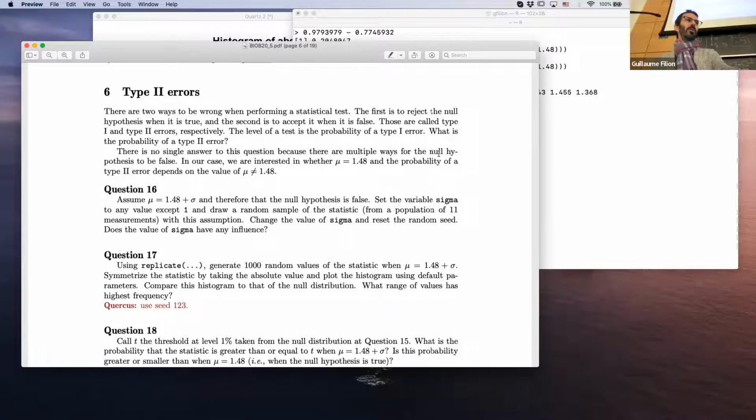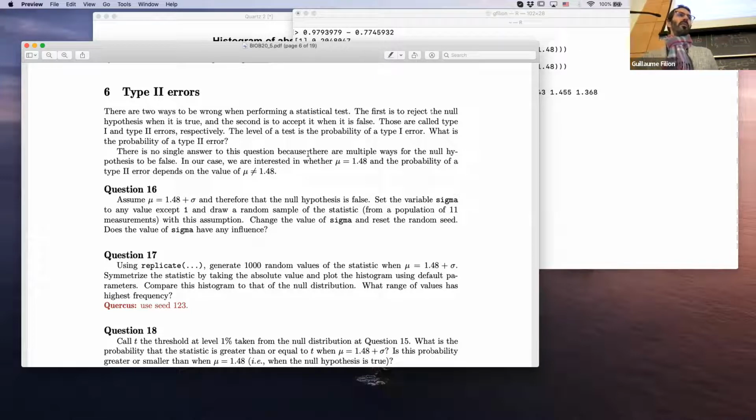There are two ways to be wrong when performing a statistical test. The first is to reject the null hypothesis when it is true, and the second is to accept it when it is false. Like, you have to make a yes/no decision. Even if the answer is yes and you say no, or the answer is no and you say yes. Otherwise, when you say yes and the answer is yes, you're right. When the answer is no and you say no, you're right. So those are called type 1 and type 2 errors, respectively.